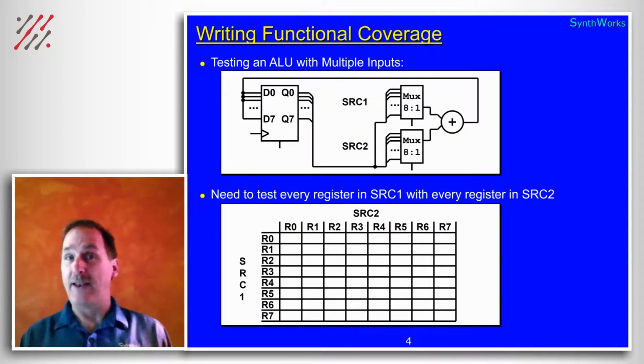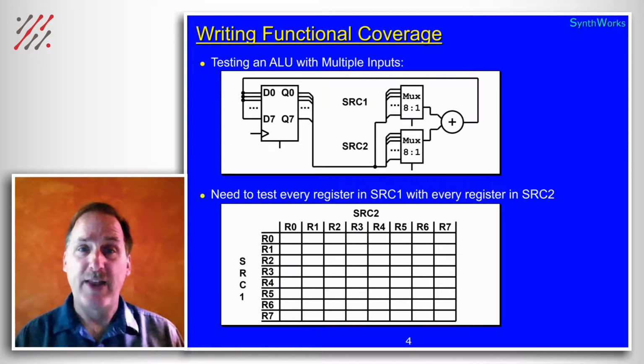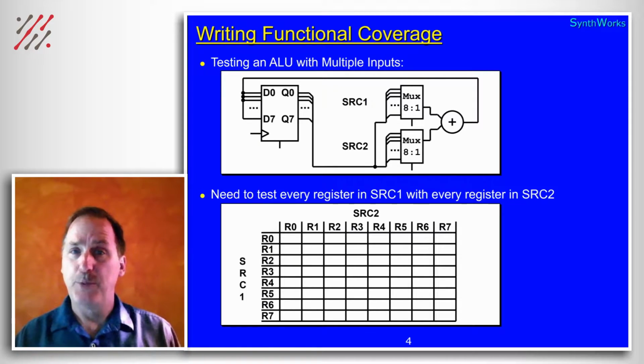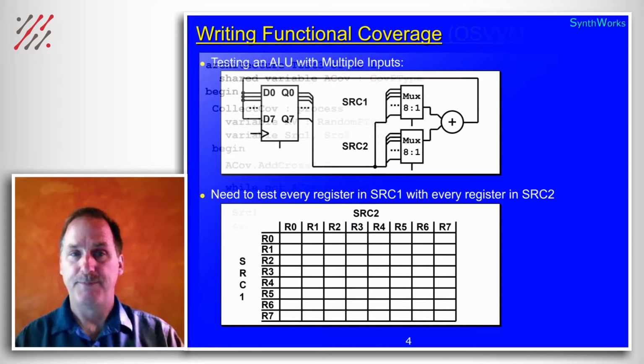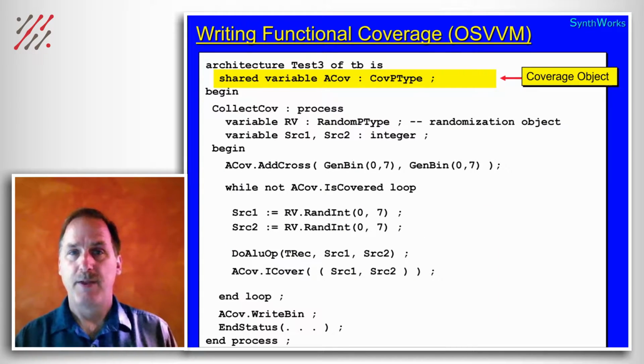If we look at that exact example, we have an ALU. Each input to the ALU can select one of 8 different inputs. What we're looking for is, have we seen each and every register used with the other register? So we end up with basically a matrix of operations here. So we start writing the code.